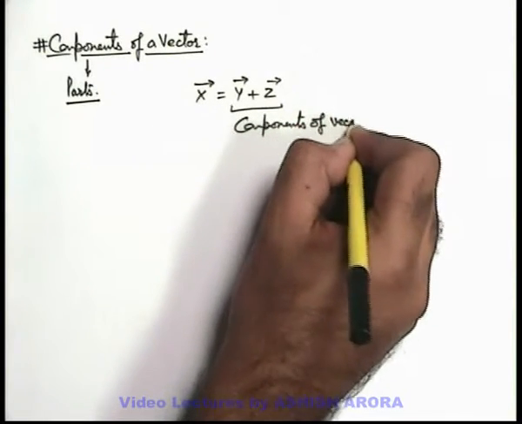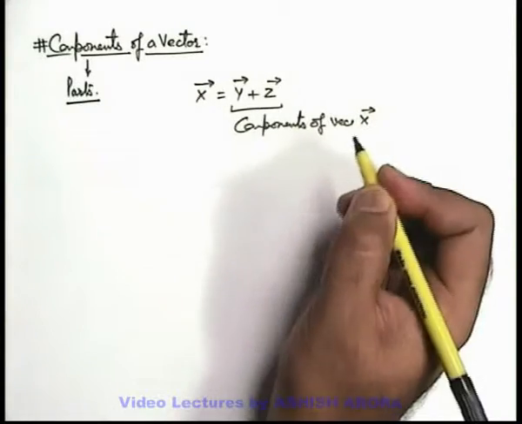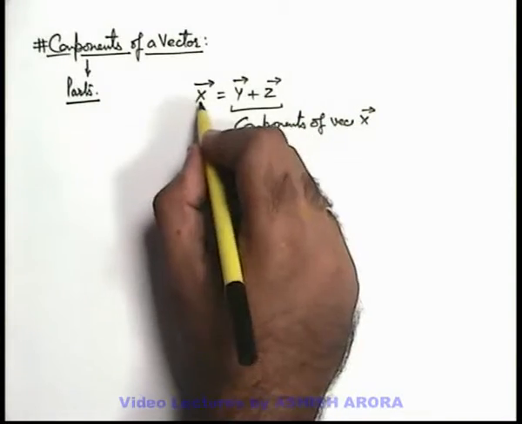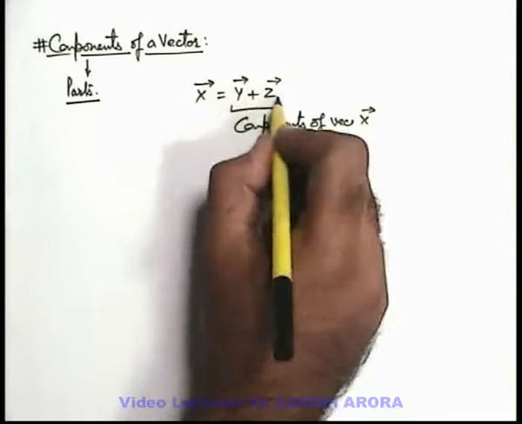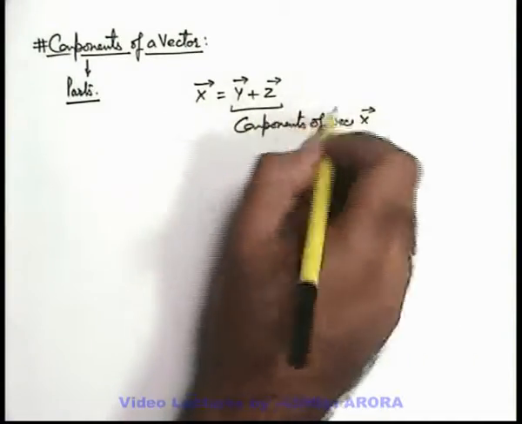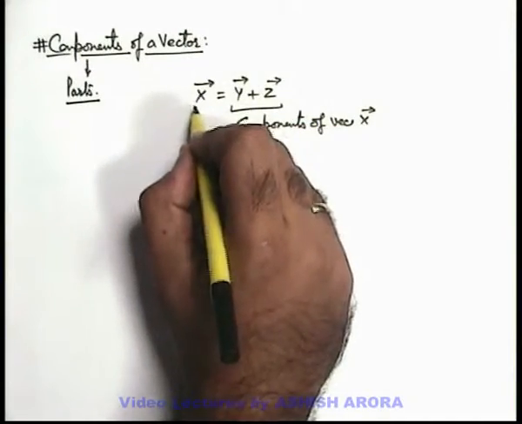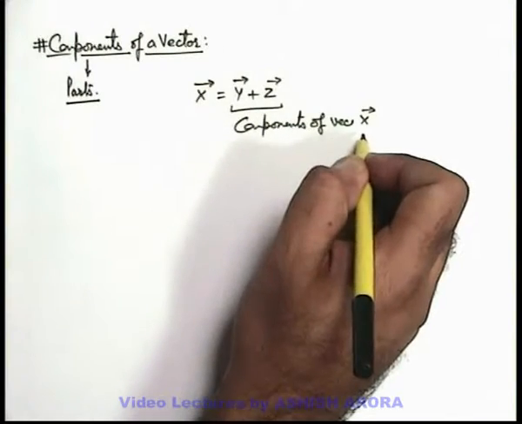Or here we can say these are the components of vector x. Simply we can say when a vector is represented as a sum of two or more vectors, then all these vectors, the sum of which gives the main vector, are called components of the main vector.